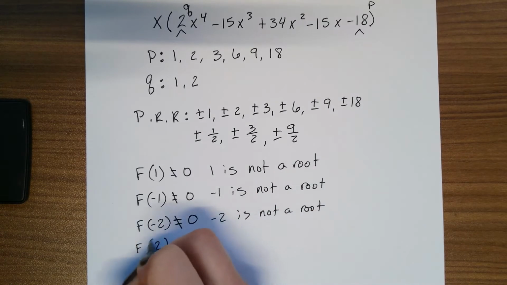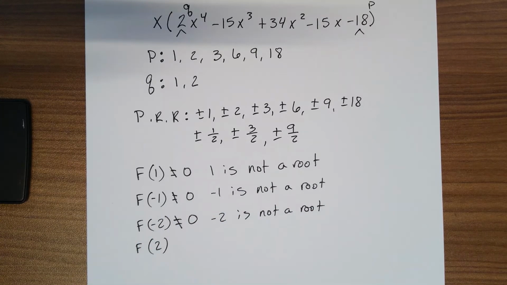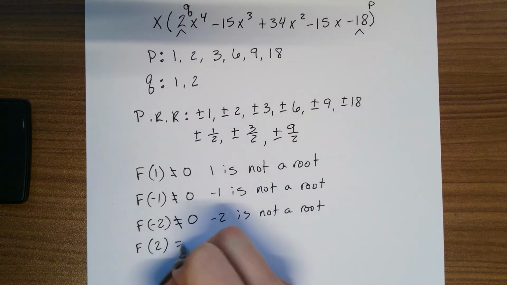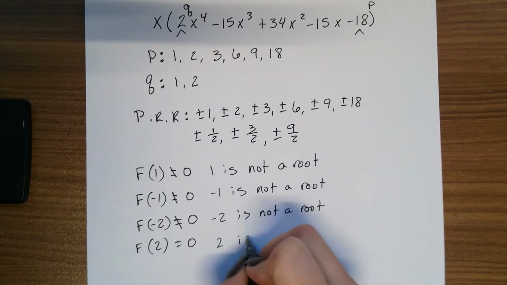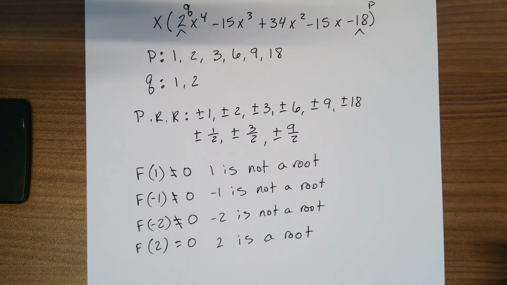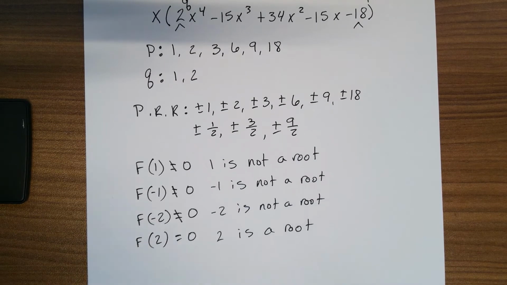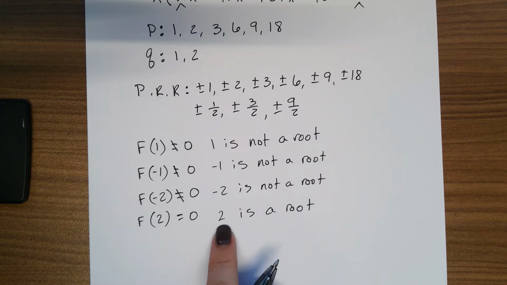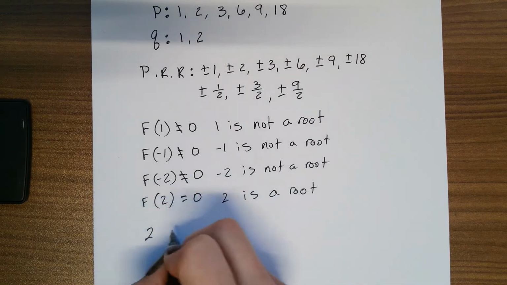So I'll go to positive 2. If I plug in positive 2, I do get 0, so I know 2 is a root. So I can use this now to divide my polynomial to give me some factors to work with. So I like to use synthetic division, so I'll actually use the root. So I'm going to divide by 2, so 2 on the outside.